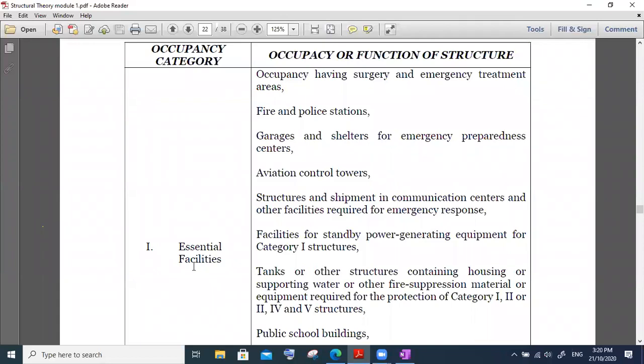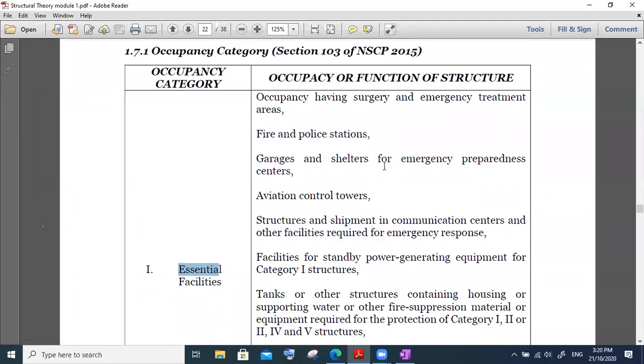So for category 1, ito yung mga tinatawag nating essential facilities. Ano-ano yung mga kasama sa essential facilities? Mga hospitals with occupancy having surgery or emergency treatment areas are under the category 1. Yung mga fire and police stations, category 1 yan siya.